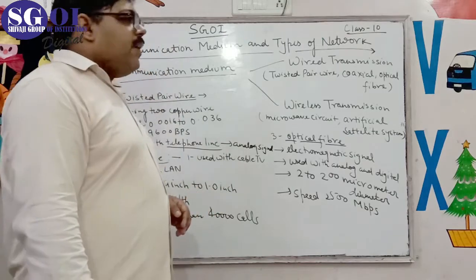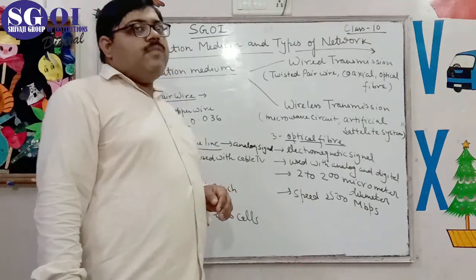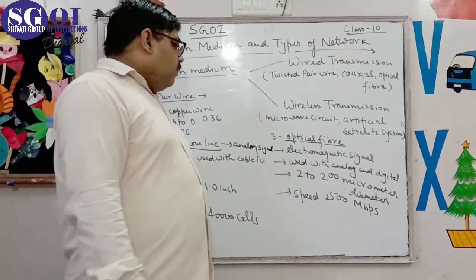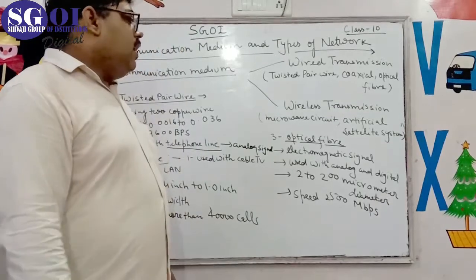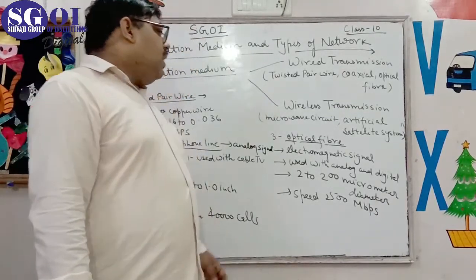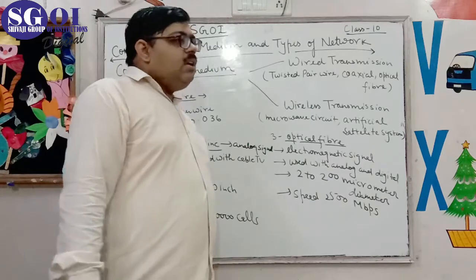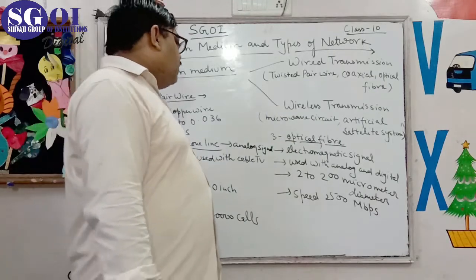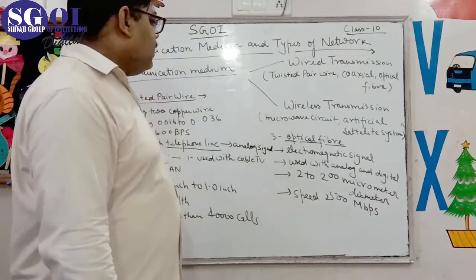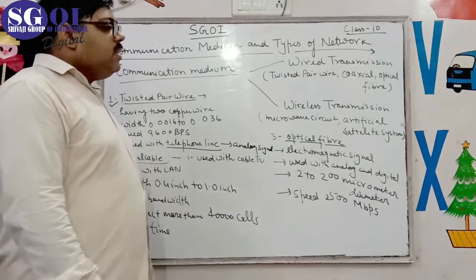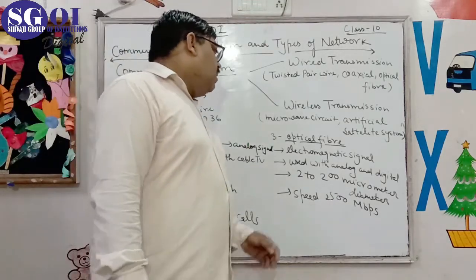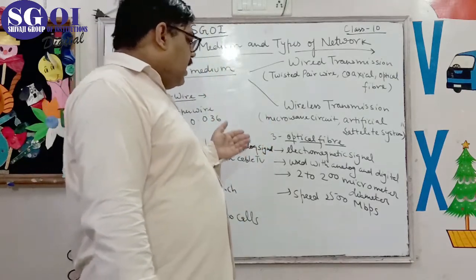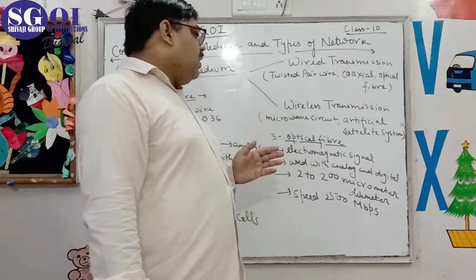In optical fiber there is a cable having thousands of fibers, and in this cable data does not move in the form of electromagnetic signals. Data moves in the form of light signals. It is used with analog and digital transmission. Many devices are used. First we use an LED, and then we use a photodiode to convert the electromagnetic signal into a light signal and the light signal into an electromagnetic signal. The diameter is 2 to 200 micrometer.